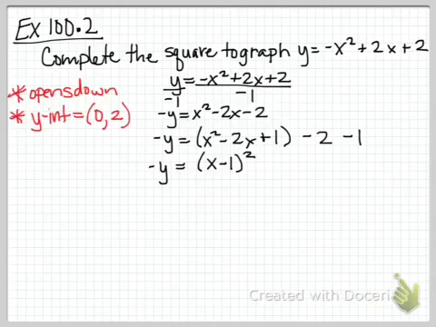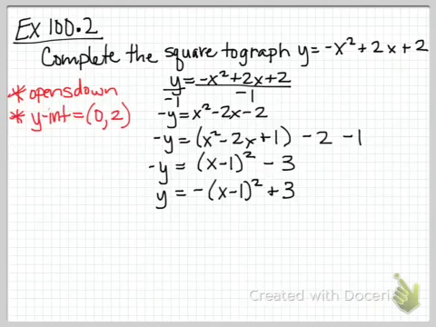So when we do that, we have x minus 1 quantity squared, and then minus 3. Now is when we can take that -y and get rid of the negative sign. So now we're going to divide everything by -1 again. So we'll get y is equal to negative the quantity x minus 1 squared plus 3. So now we're in the final form that we can begin to graph.